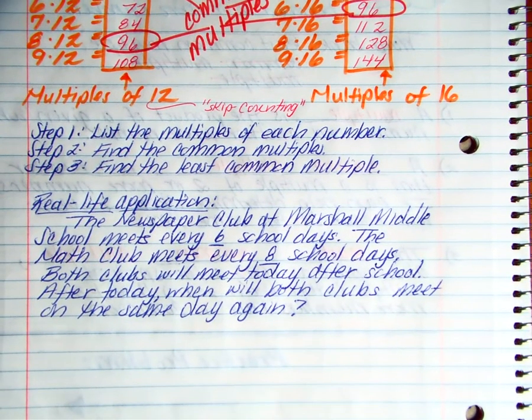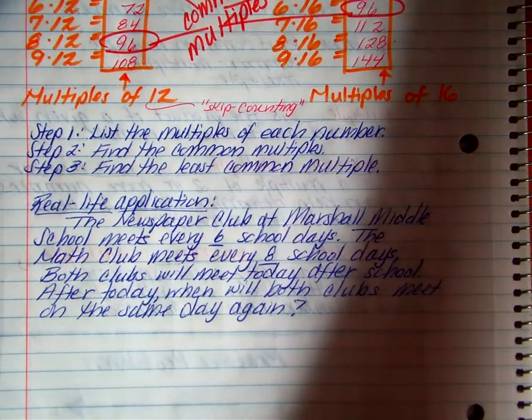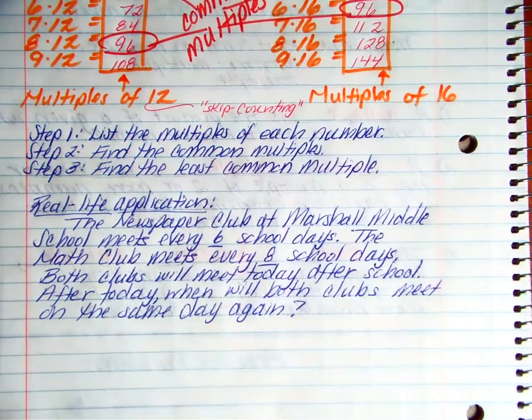The newspaper club at Marshall Middle School meets every 6 school days. The math club meets every 8 school days. Both clubs will meet today after school. After today, when will both clubs meet on the same day again? So there's another way to do this. I'm going to show you another strategy.